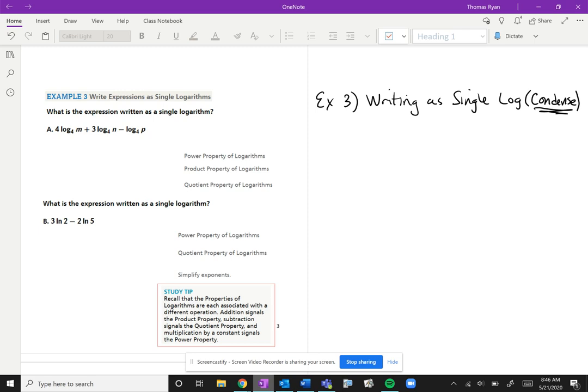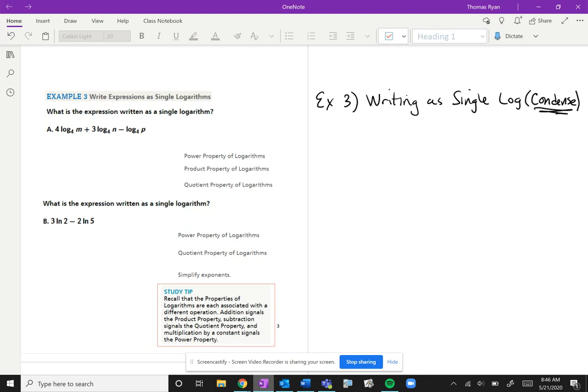So example 3, we're going to talk about the other direction of the process, which is condensing. In example 2, Mrs. Sachatello was talking to you about expanding, breaking apart the division, breaking apart the multiplication, getting them into separate chunks separated by a plus or a minus. Now sometimes it'll be advantageous for us to express things as a single log. So I like to call the two processes expanding and condensing.